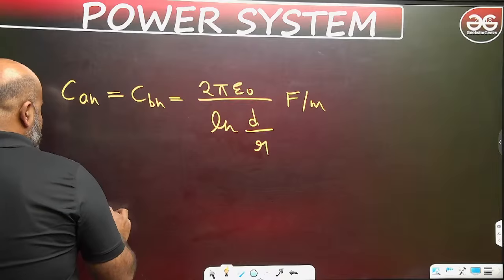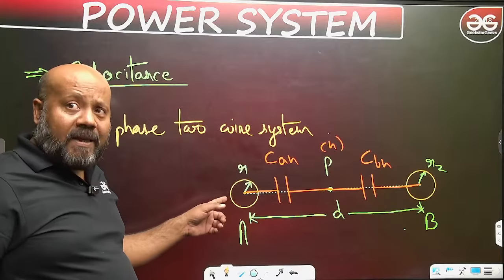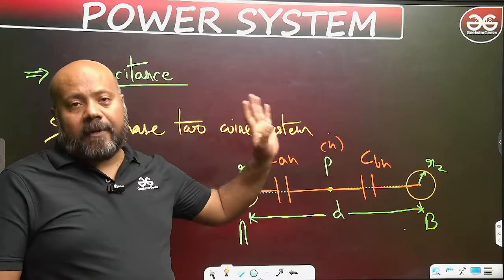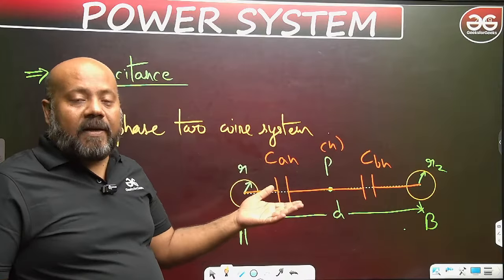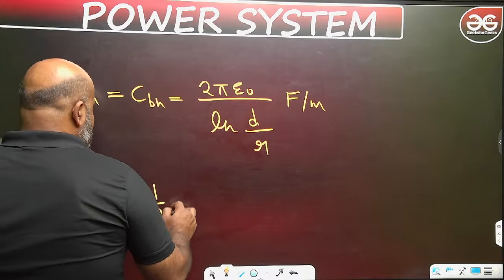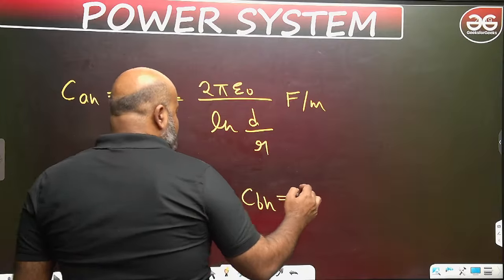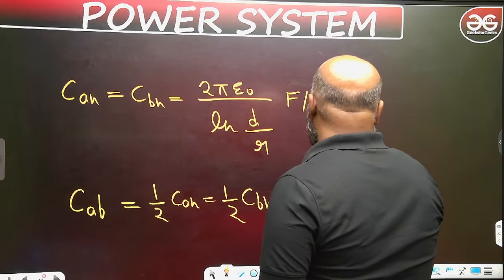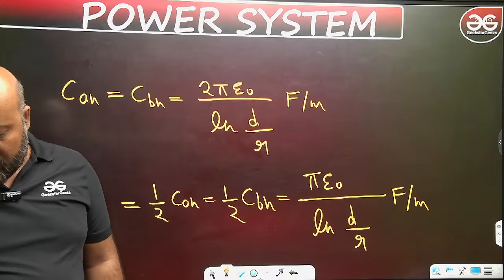If you talk about the line capacitance CAB, it is going to be the series combination of CAN and CBN. In series connection, the capacitances are divided, yes or no? So you can write it is 1 by 2 CAN or 1 by 2 CBN. So it is going to be pi epsilon naught upon ln d upon r, and this is farad per meter. Is it clear, everybody?